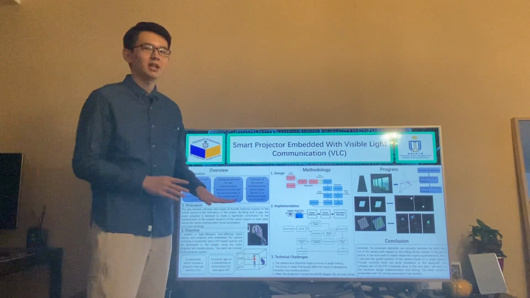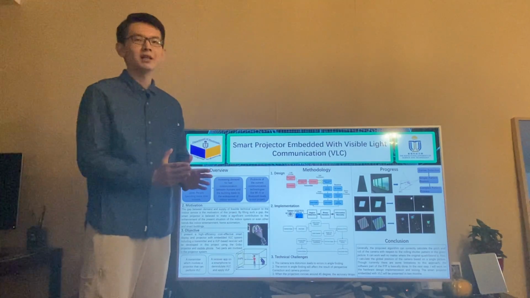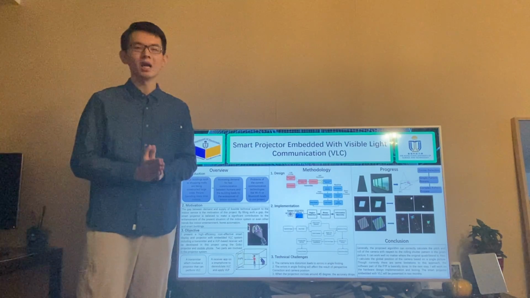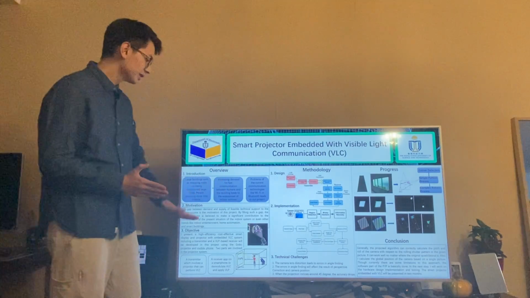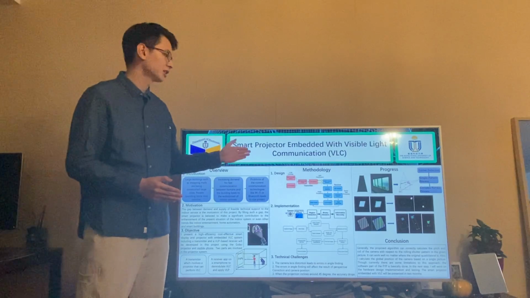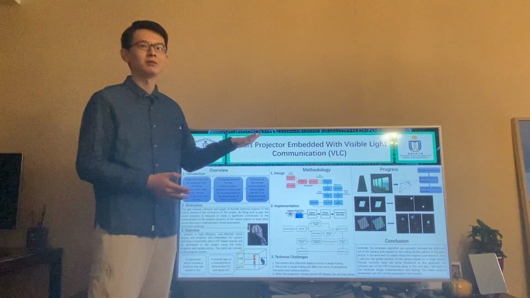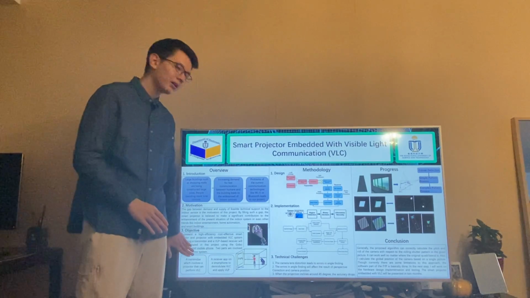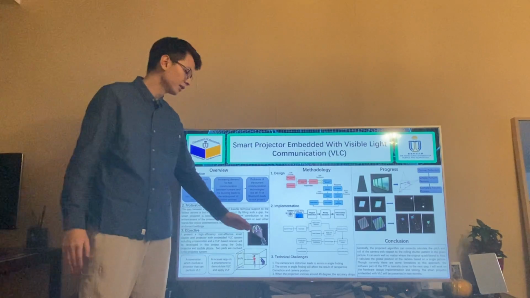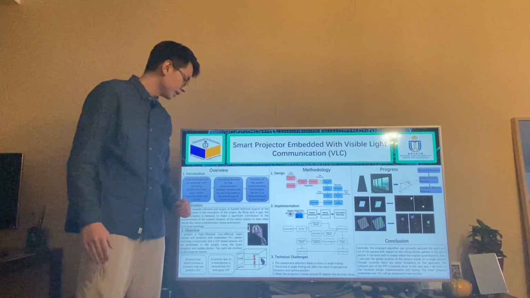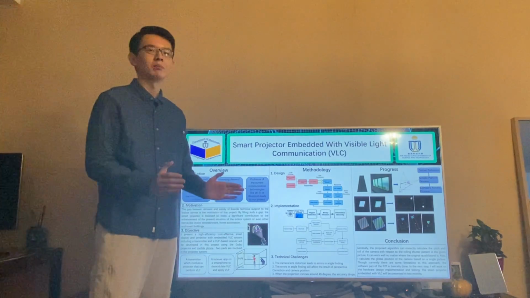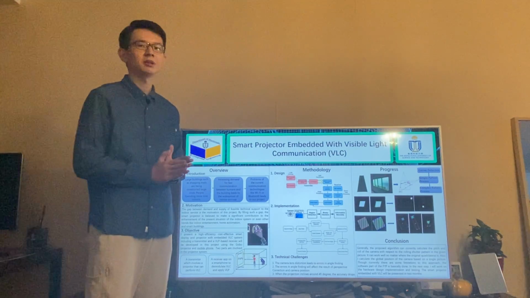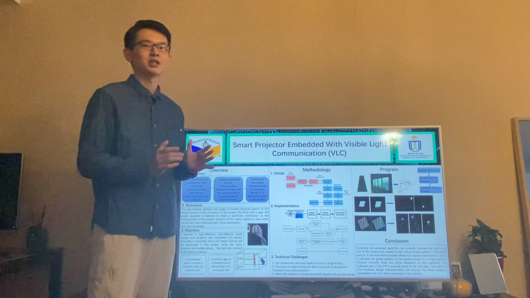So our project is aiming to fill the gap between the supply and demand for technical support for those indoor services. In order to do that, I present a system that includes a smart projector embedded with VLC. There are basically two parts in my system. The first part is a transmitter, which is basically a projector like here. And the second part is a receiver, which is an app on a mobile phone to do the visible light positioning to find the camera location of the user.